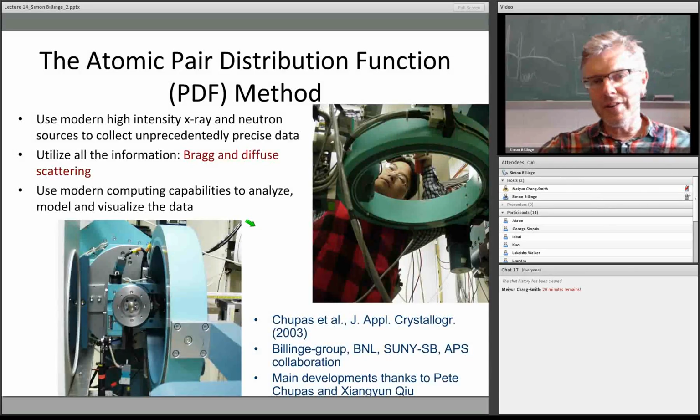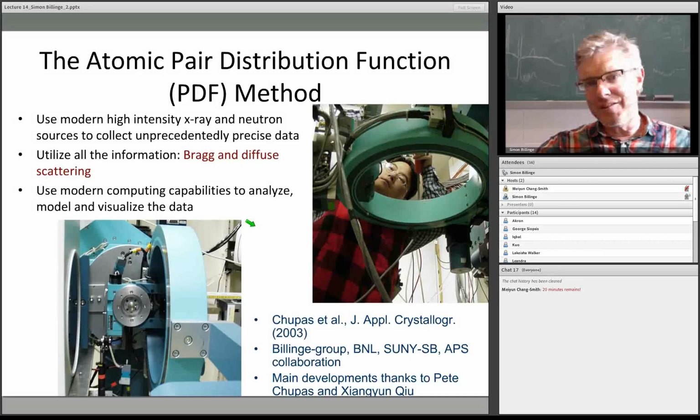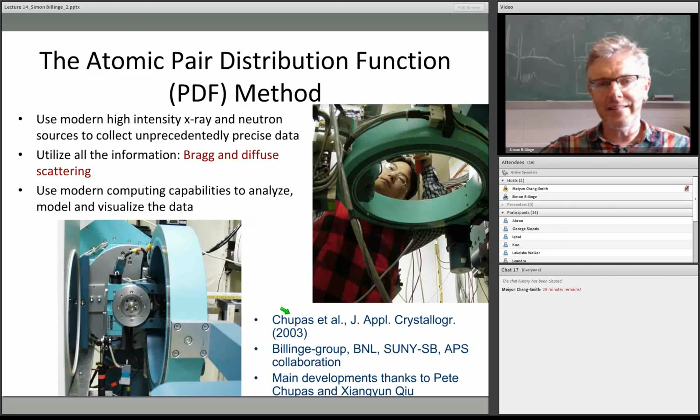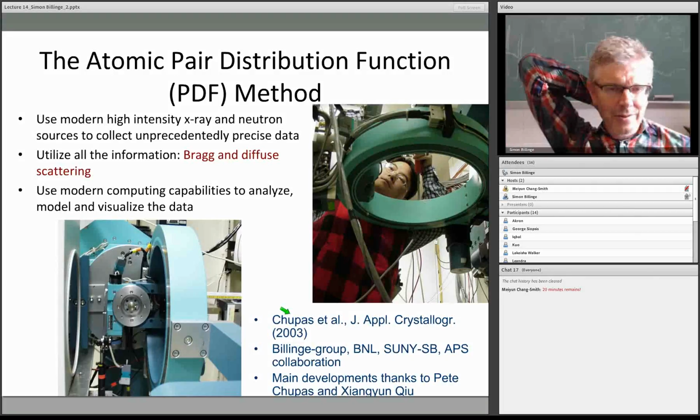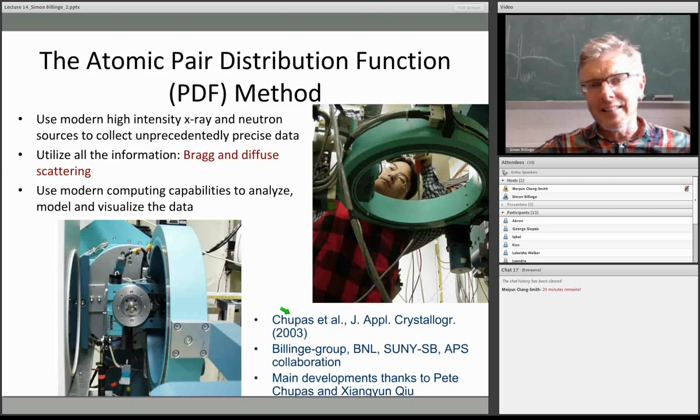X-rays are also very good for doing this. And the most common way of doing the experiments with X-rays is actually using the rapid acquisition PDF method that we developed about 10 years ago with Pete Chupas. And he's instrument scientist now, actually group leader at ID 11 at APS. We also have a beamline for doing these PDF experiments at Brookhaven, so you can also contact me if you're interested.